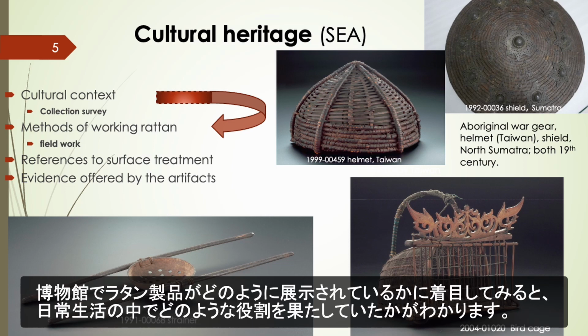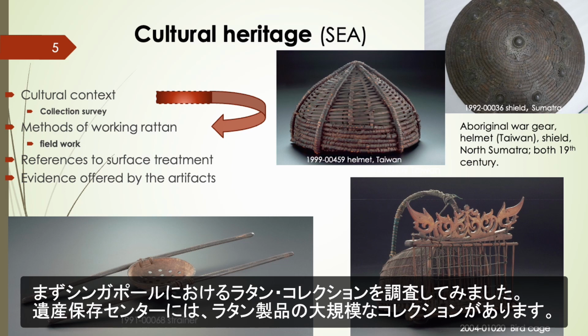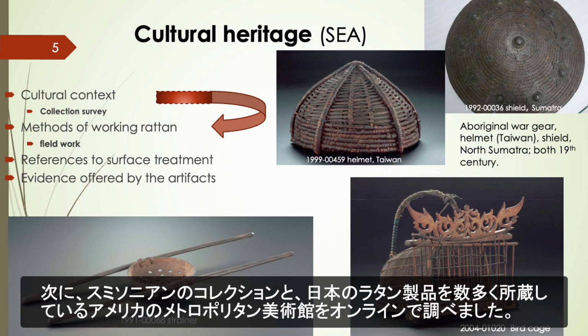A brief overview of how rattan objects are presented in museums gives us insight into the prominent role rattan played in daily life. I started with a survey of the collection in Singapore. By the way, the Heritage Center houses a large collection of incredibly interesting rattan objects. And next, I virtually visited the collection at the Smithsonian and also at the Metropolitan Museum of Art, which holds a sizable representation of Japanese rattan objects.